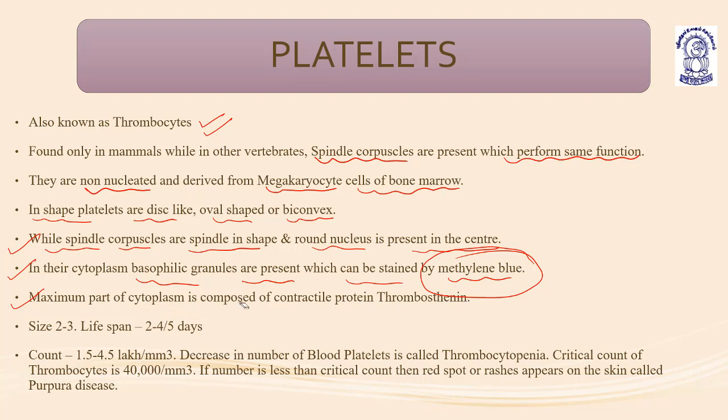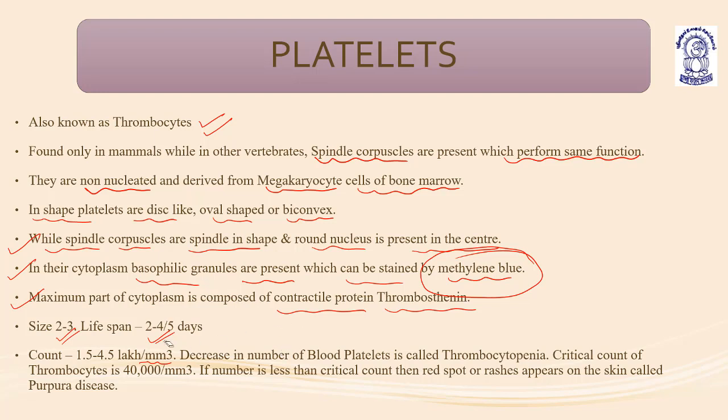Maximum part of the cytoplasm is composed of the contractile protein thrombostenin. Thrombostenin is a contractile protein present in the cytoplasm of platelets. Understood? Size is 2 to 3 micrometers, lifespan 2 to 4 or 5 days. Normal count is 1.5 to 4.5 lakhs per cubic mm. A decrease in the number of blood platelets is known as what? Thrombocytopenia. And an increase in number, thrombocytosis.